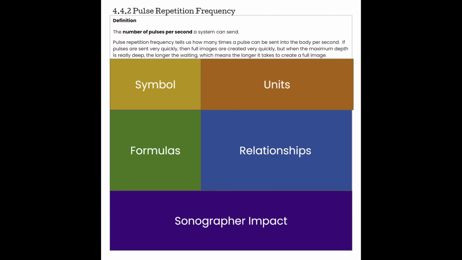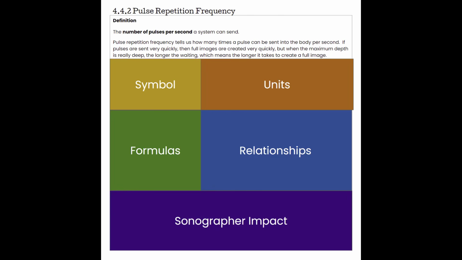Remember back to the image where we were sending a pulse and then waiting for that pulse to travel to the maximum imaging depth, and then we could display our scan line. Well, if we can send pulses quickly, that means that we can display those scan lines very quickly, and therefore create a full image very quickly. But when we increase the maximum depth and make it really, really deep, we're going to make that waiting period longer, and therefore we can't send as many pulses, and it's going to take a lot longer to create the full image.